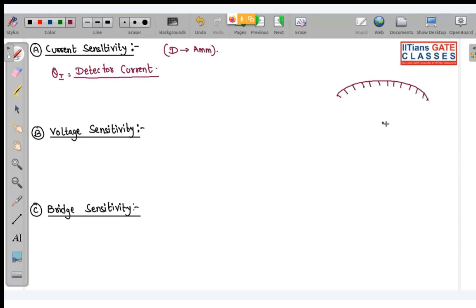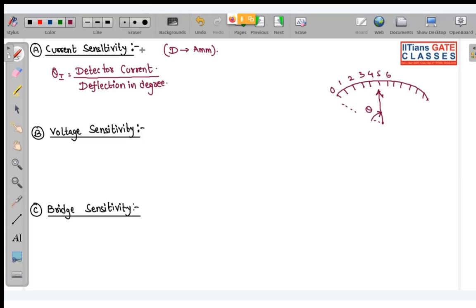So if this is your ammeter, this is the initial position. If it is indicating like this, the detector current might be 0, 1 milliampere, 2 milliampere, 3, 4, 5, 6, like this. So the output is your detector current, and the input is this angle theta, which is basically the deflection in degrees. This is known as your current sensitivity.